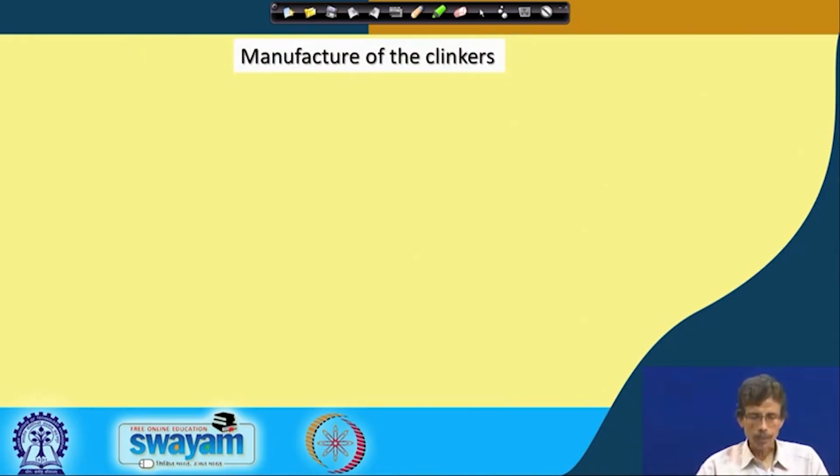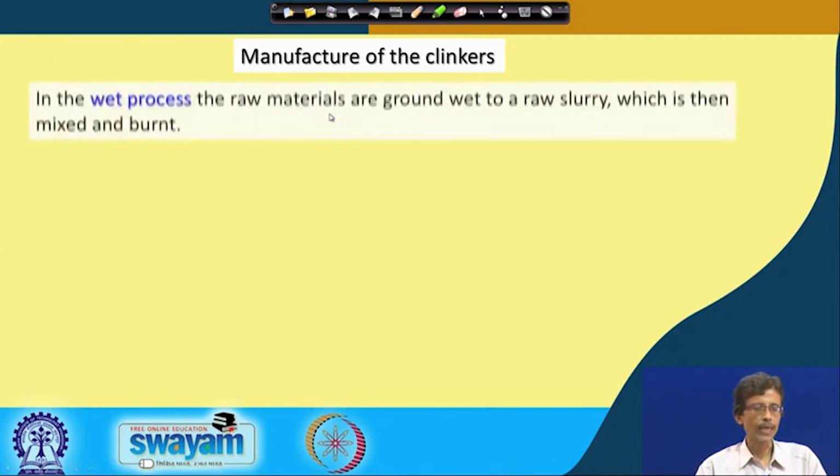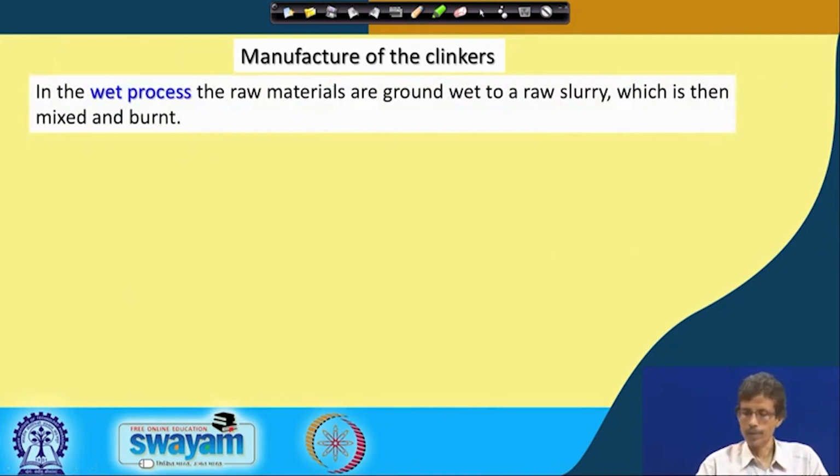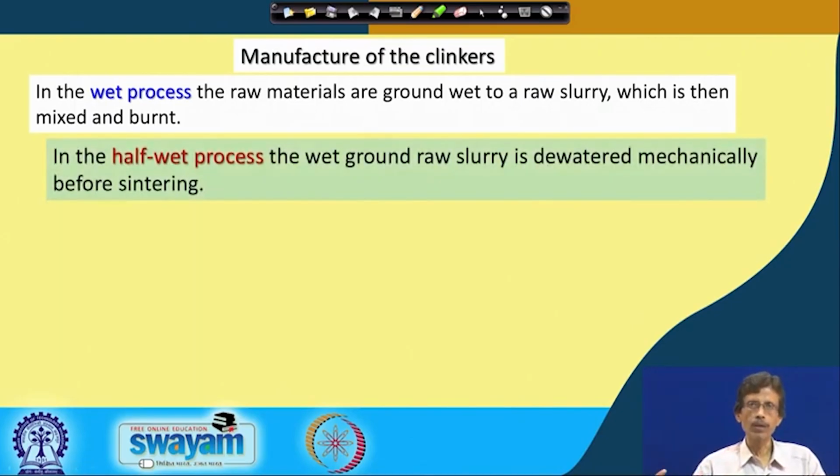Next, at the end of this class, or we'll continue in the next, how you get these clinkers: the manufacture of the clinkers. In the wet process, the raw materials are ground wet to a raw slurry, which means water is there. When making the powder, it is in the wet condition, and we get the slurry, which is then mixed and burned. The individual components are mixed together and then burned. This is the typical full wet process, the complete wet process.